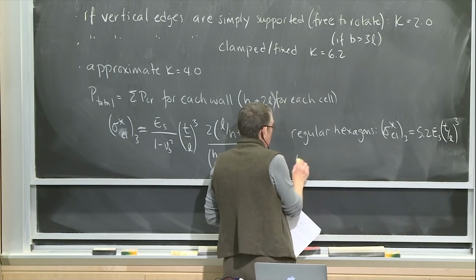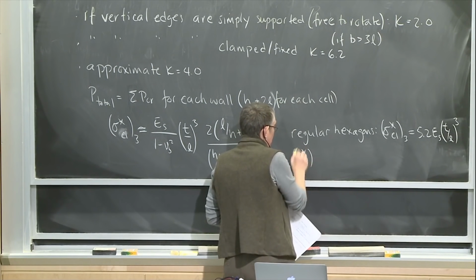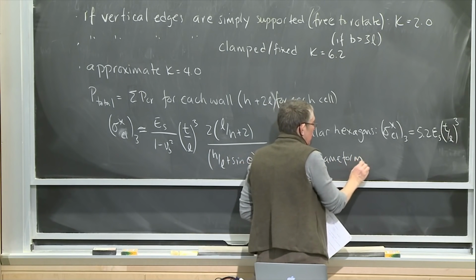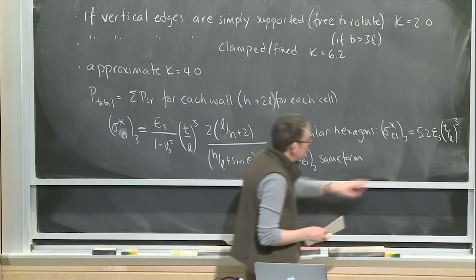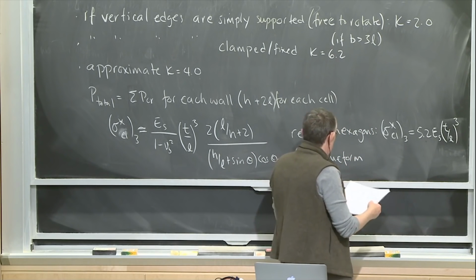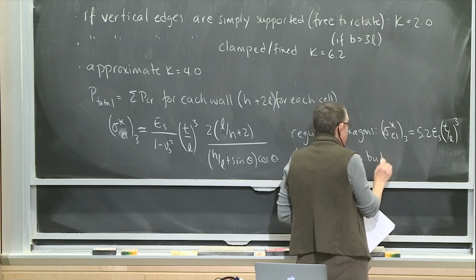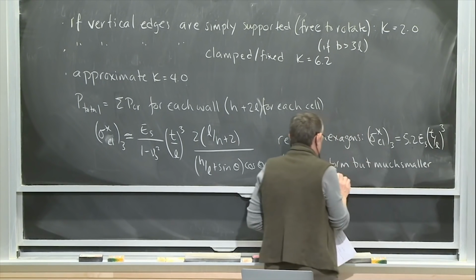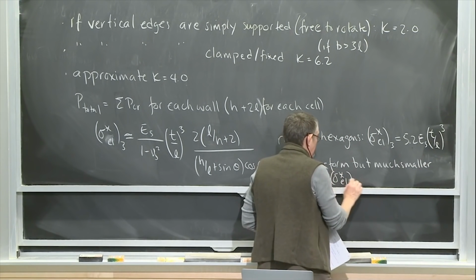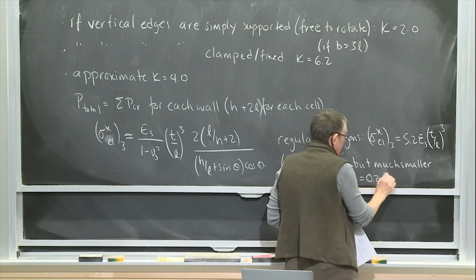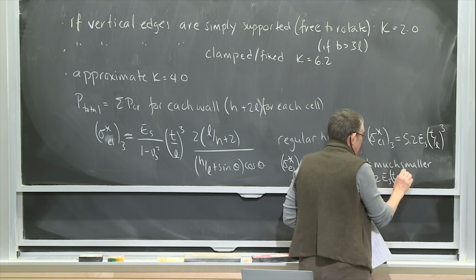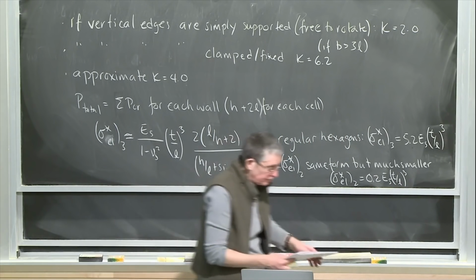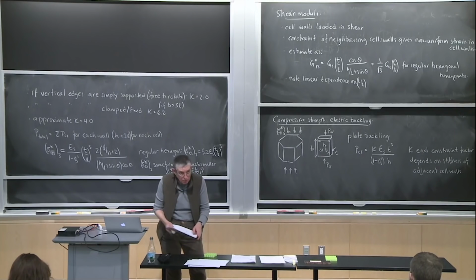So if you remember, for loading in the 2 direction, in the in-plane direction, it has the same form. It goes as ES times T over L cubed, but it's much smaller. This number here was, I think, 0.2. It was much smaller. So it has the same form, but it's a lot bigger. Okay? Are we good with that?